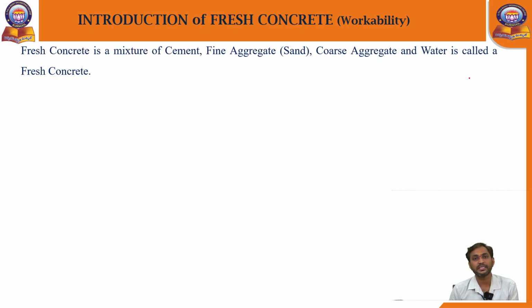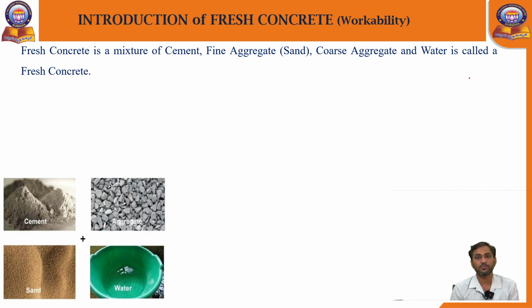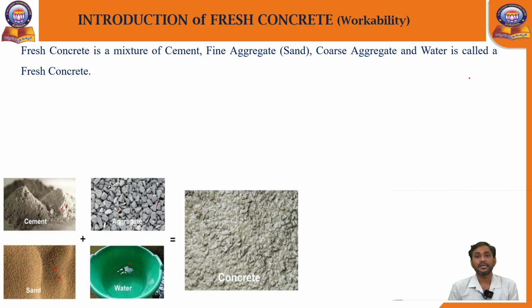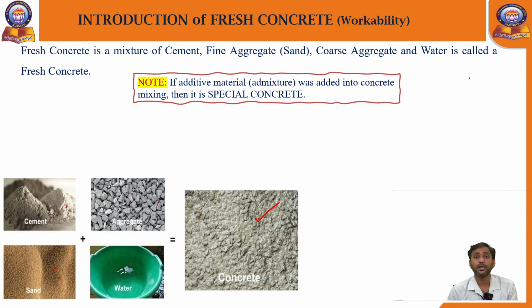Now fresh concrete is a mixture of cement, fine aggregates, nothing but sand, coarse aggregates and water. Observe the small image I have placed in the bottom corner. Concrete is nothing but cement plus sand plus coarse aggregates, the 3 topics that we discussed in the previous lecture, with the addition of water. Finally, after completing the mixing process, the output material is the concrete, which we are going to use for construction purposes. Next important note: if you are taking only cement plus sand plus aggregate and water, then it is going to be prepared as normal concrete.